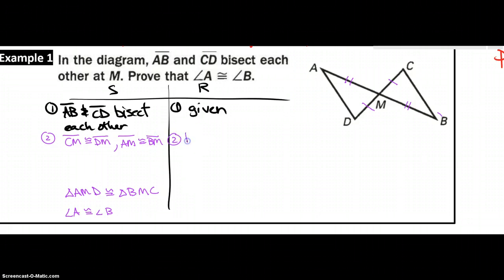Why? Because bisectors cut in half. And there are much more technical ways to describe that, but in your own words, if that makes sense to you, bisectors cut in half, perfect. As long as I know what you're talking about.